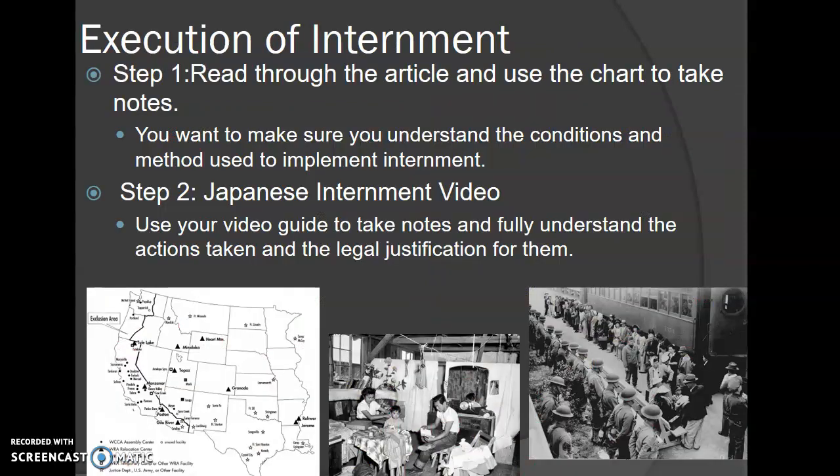So here's what I want you to do now. Just like before, you need background information. First thing, read the brief, one-page article, Part B. It's in a PDF, the same one you were looking at before. But I also want you to watch this video on Japanese internment. The video guide and those things together will give you the background information you need. So go ahead and hit pause on me and do that.